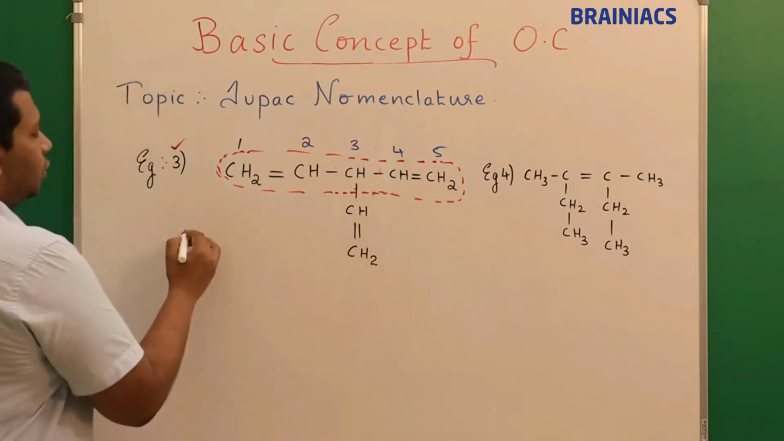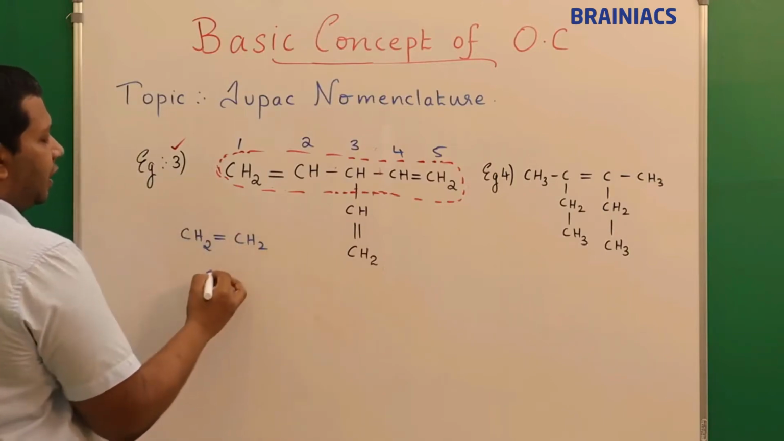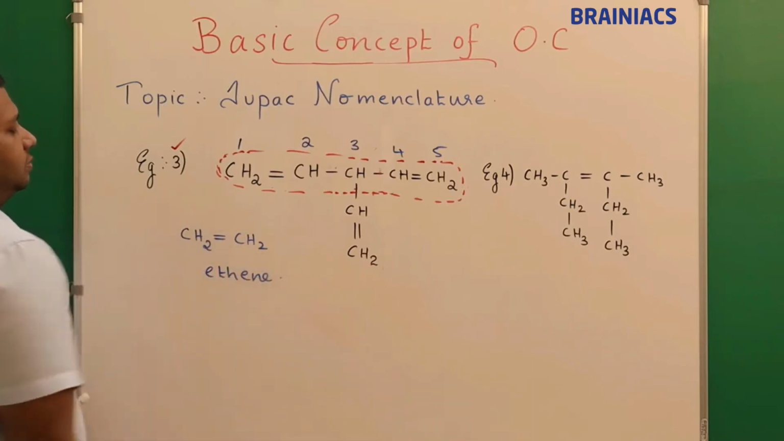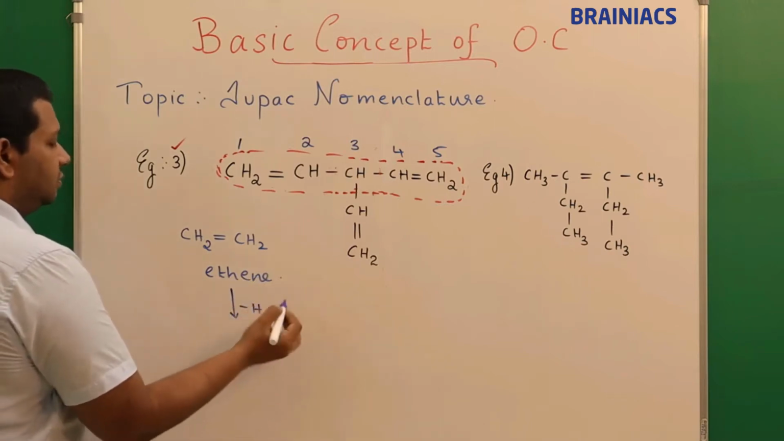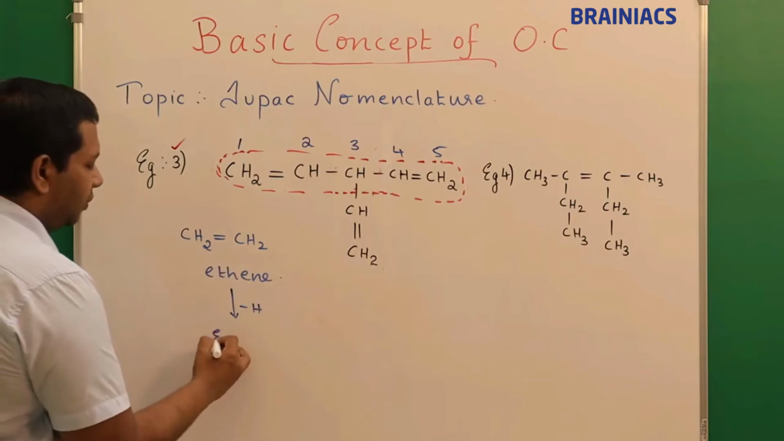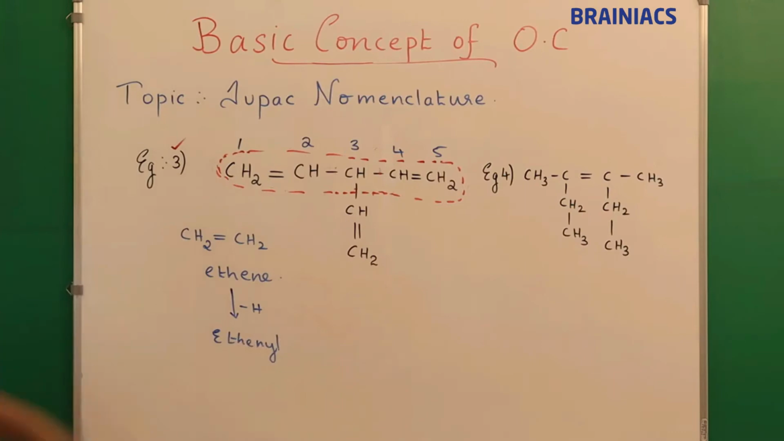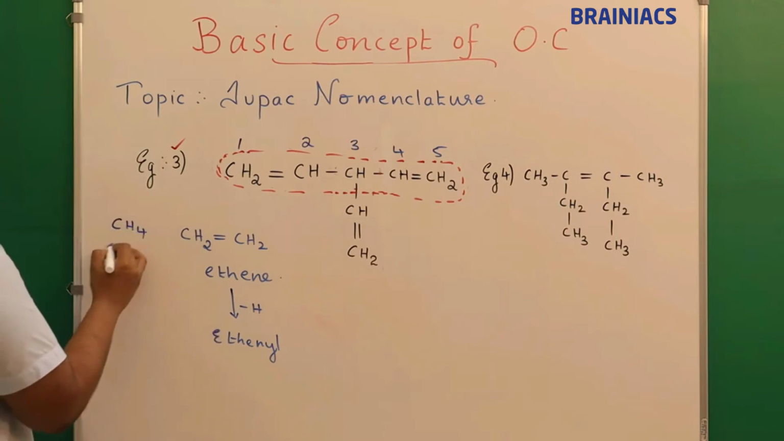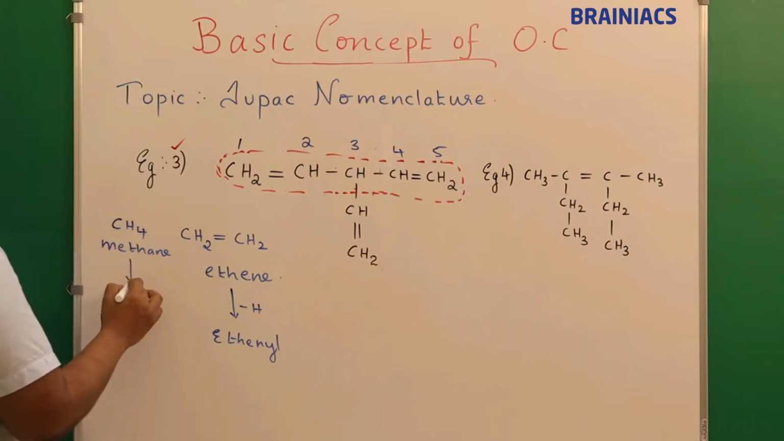Listen here. This compound is which one actually? You know it, CH2 double bond CH2. Since 2 carbon atoms are there, I will put eth, and since double bond is there, I will put ethene. Correct? Now if I am removing one H from here, so in that case we use the term ethynyl. What it is? Ethynyl. You can remember like this. What is this compound? Methane. Correct? Methane. So it's a alkane. So in alkane, if you remove H, it will become what? Methyl.